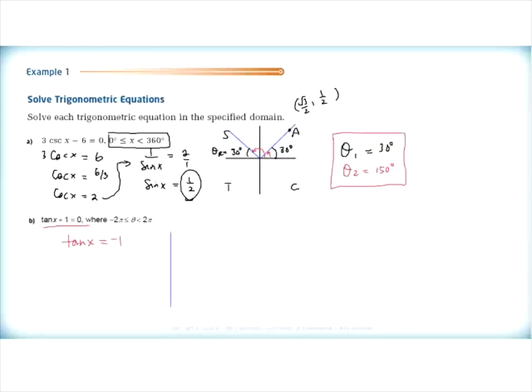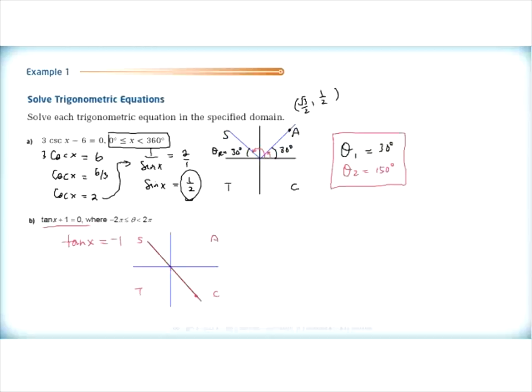Well, let's consider where tan is negative first of all. Again, using our CAST rule, tan will be negative in which quadrants? Tan is negative in quadrants 2 and 4. There's where tan is negative. Now we need to think about what the value of x will be for tan x to be negative 1.